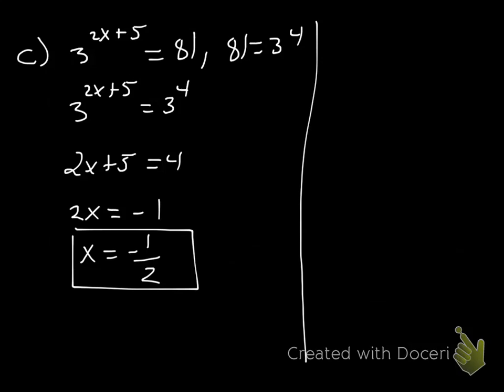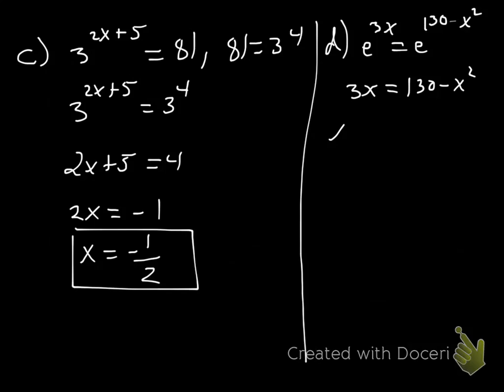And you can go ahead and check the solution if you want, but for exponentials, the domain is all real numbers, so we don't have to worry about any domain issues. So we're okay with exponentials. Okay. Let's look at e to the 3x equals e to the 130 minus x squared. Got the same base, so we can equate the exponents. And hey, look, we just solved this quadratic. We'll solve it the exact same way.